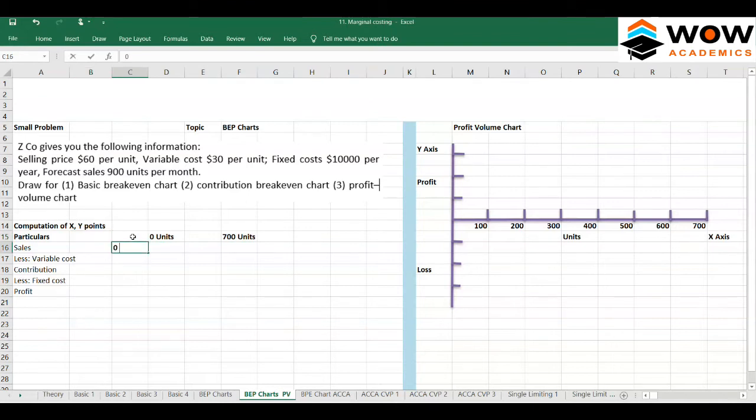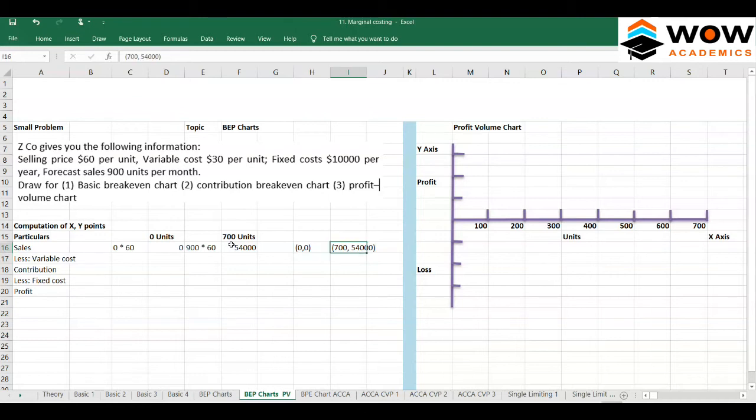So 0 units which is sold at a price of 60, the amount is 0. And 900 units, sorry, that's 900 units. 900 units into 60 will give you 54,000, right? So for 0 units, the sales is going to be 0, and for 900 units it's going to be 54,000.